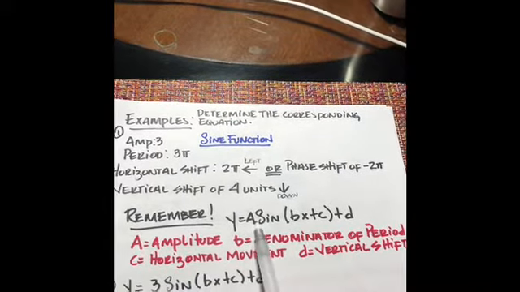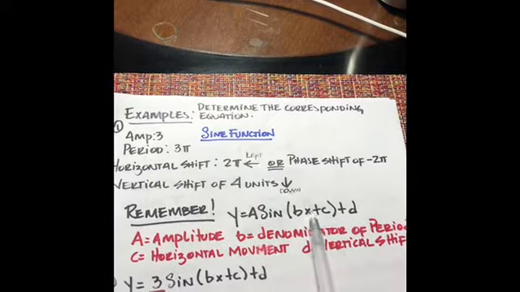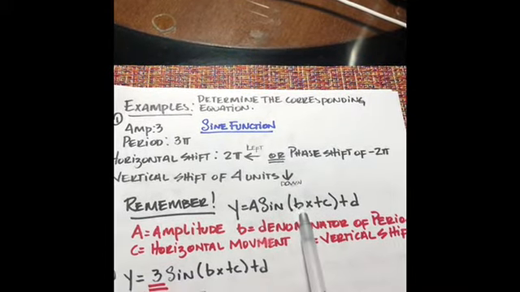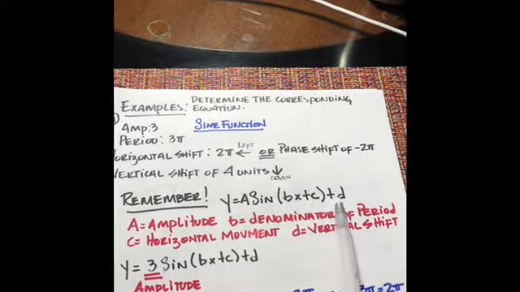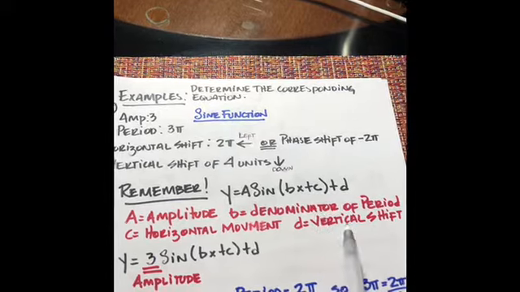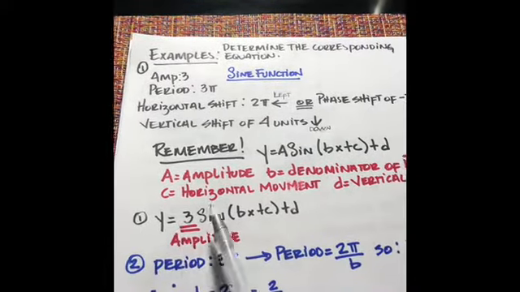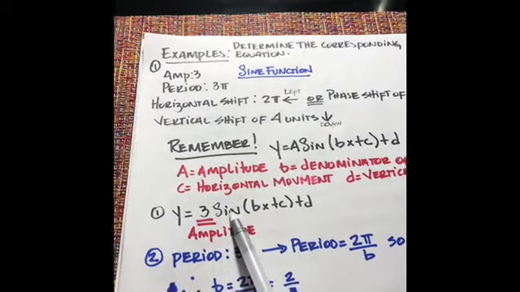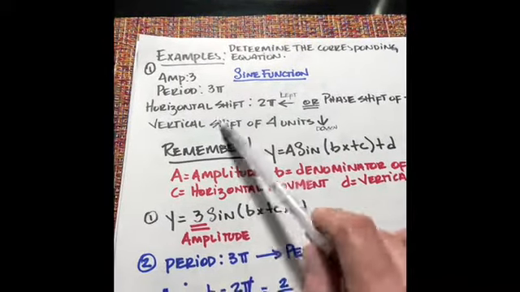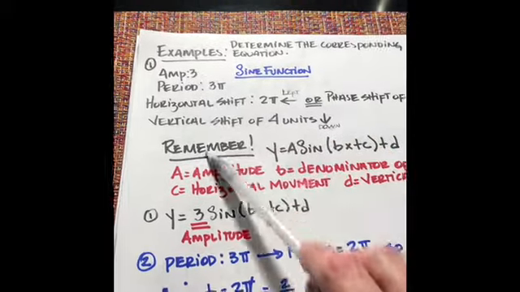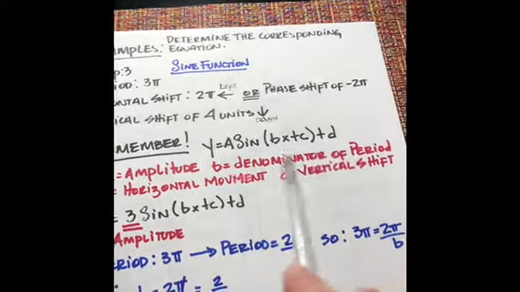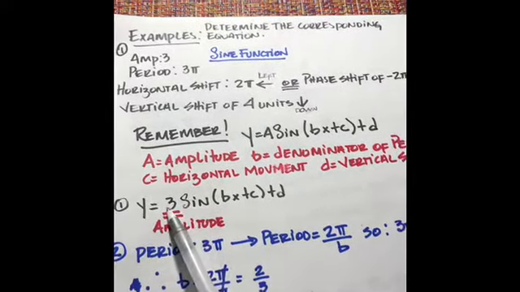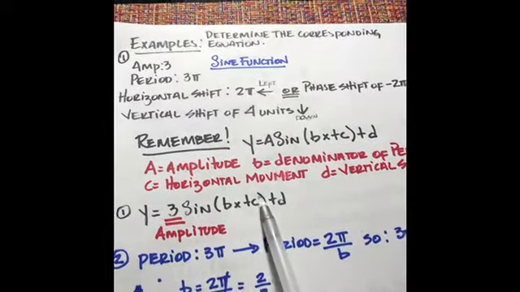So what I have to remember is the basic shape of the equation of the sine function, A sine of bx plus c, plus d, where A is the amplitude, B is the denominator of the period, C is the horizontal movement, and D is going to be the vertical shift or movement. So I begin first. My equation will necessarily need to have sine. So first I place the amplitude. The amplitude in the problem was 3. So 3 sine of bx plus c plus d, following the original form of the sine function.